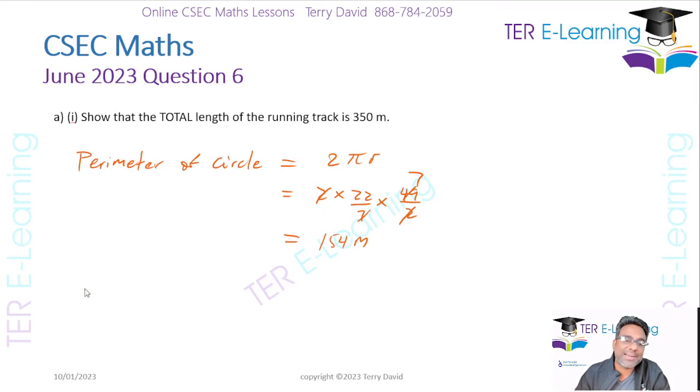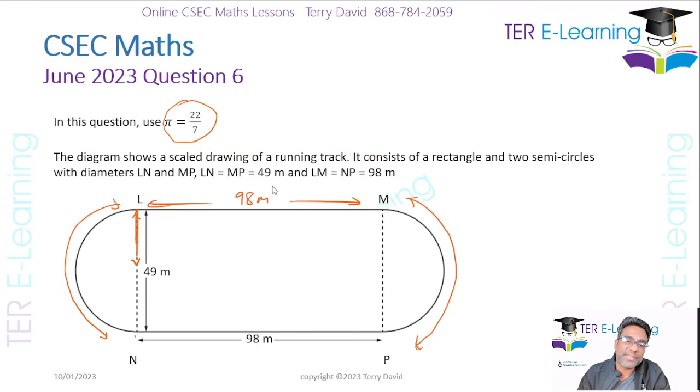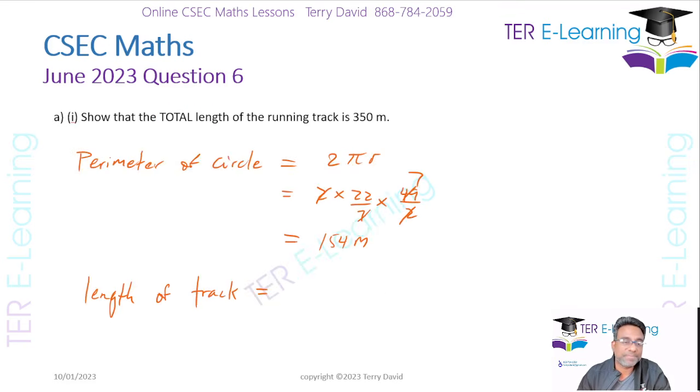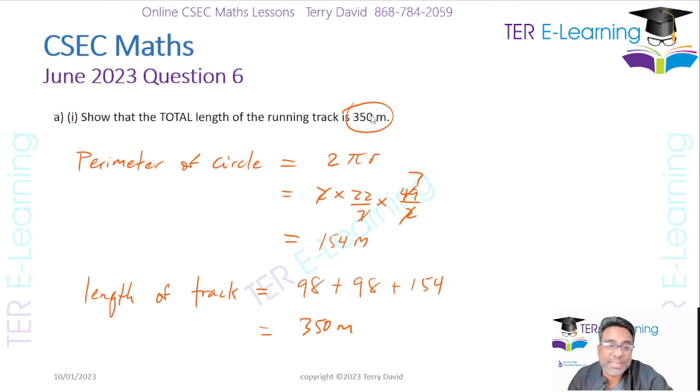So the length of the track, right, is simply going to be, go back to the diagram, you have to take this 98, add it to this 98 and to the answer we just got. So it's going to be 98 plus next 98 plus 154, and you're going to get 350 meters, right? Which is what they told us to prove. They said prove that the total length of the track is 350, right? So we're good there with that.